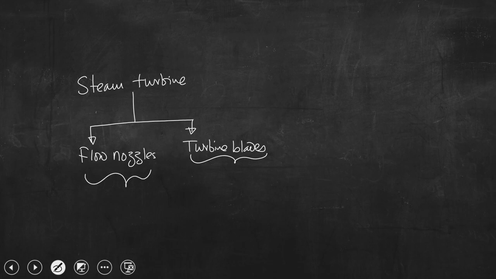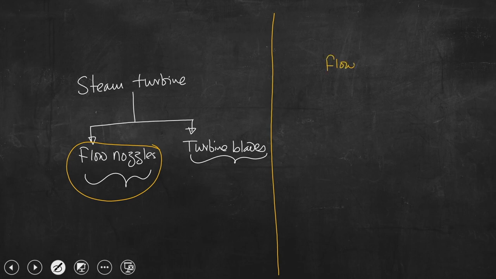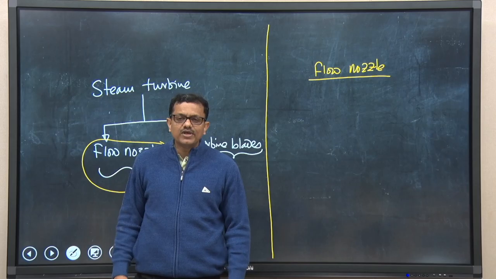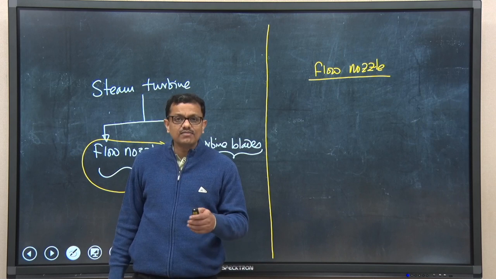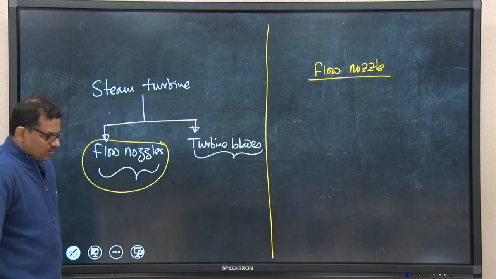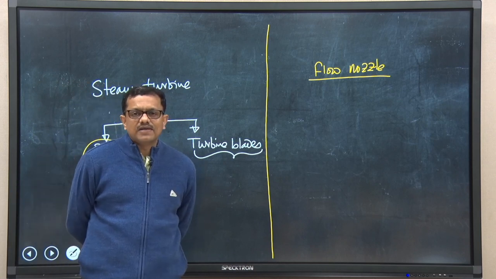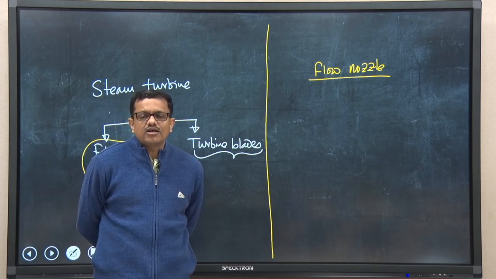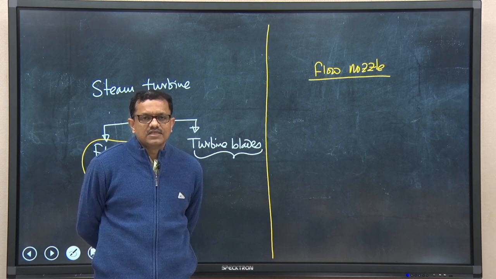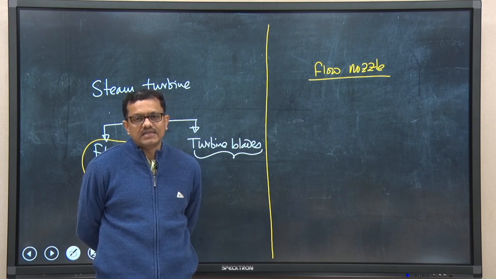So, these two mechanical parts together is the steam turbine. Today, we shall briefly discuss the flow nozzle. Why the flow nozzle is very important, we have understood. A flow nozzle is a mechanical device, a nozzle through which steam is flowing. When steam is flowing, we need to analyze that flow, because the entire objective of the flow nozzle is to produce a steam jet.